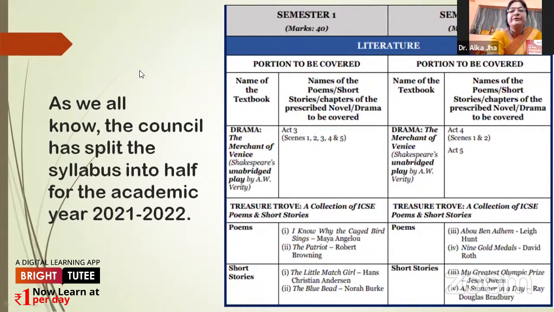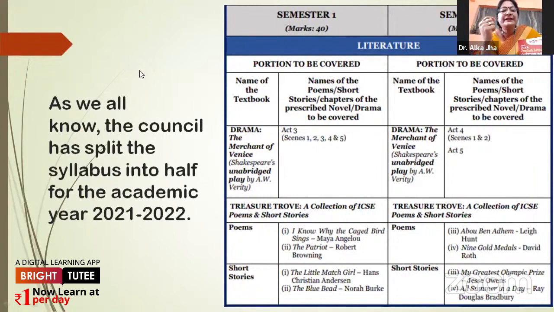And in the Treasure Trove, obviously, you can see over here, they will have the simpler poems. They'll have Abou Ben Adhem, and they will have The Nine Gold Medals. You can see these two poems. One is comparatively an easier one. The second one is easy too, but we will discuss it in the latter part. Of course, we go to the short stories. Again, we have only two short stories. You can see the two short stories.